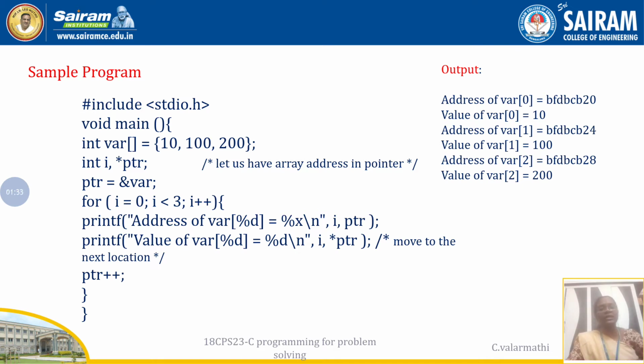In the next line I have written ptr is equal to ampersand of var. That means the address of that variable var, the array, is stored in ptr. So now ptr stores the address of that array list. Okay, so that I am going to display using a for loop.